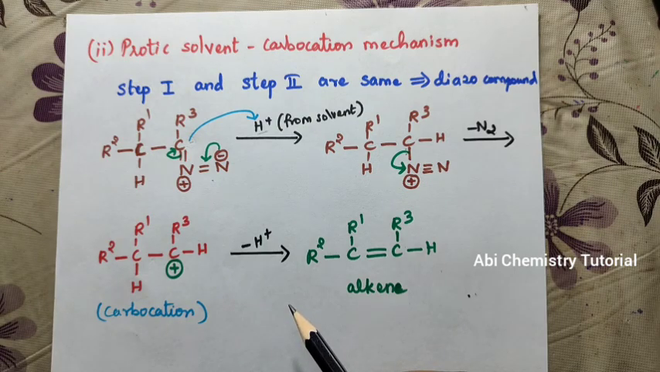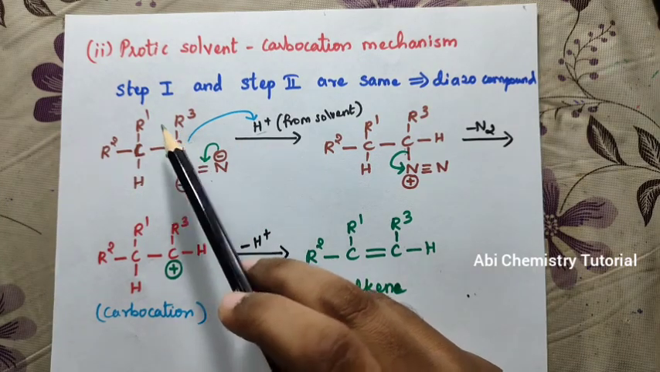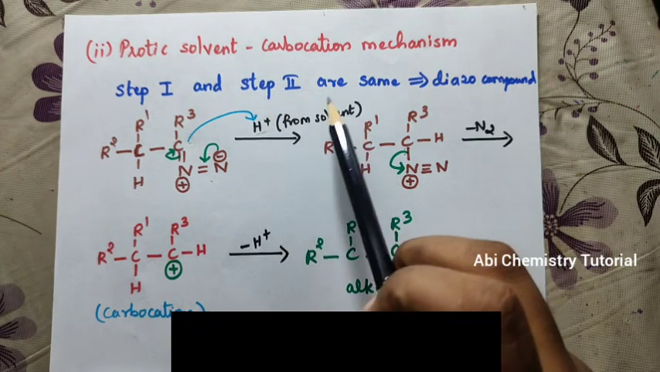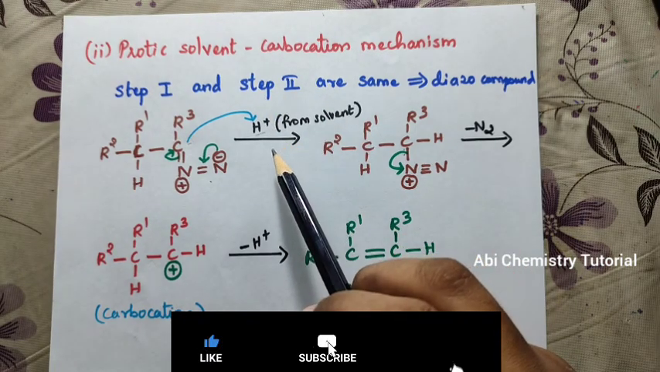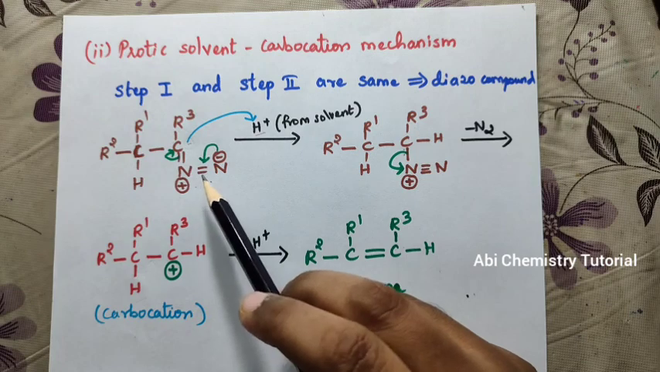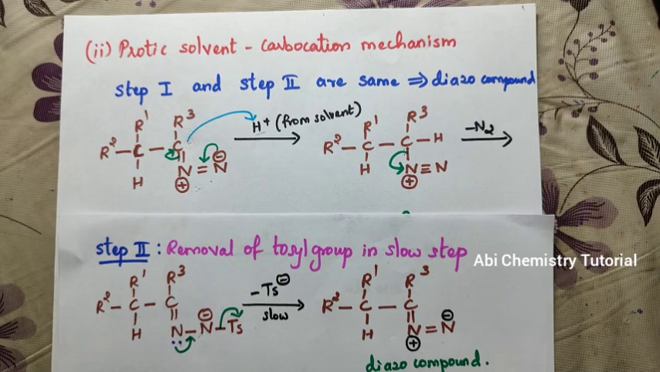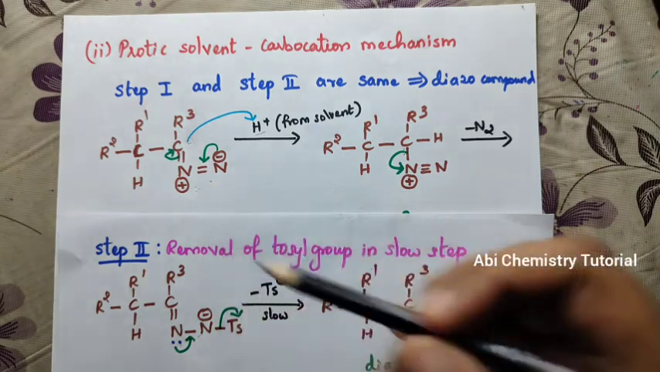So next we have another mechanism, that is the carbocation mechanism, if we use protic solvents. So here we have used protic solvents and the carbocation mechanism is explained here. As I said before, step 1 and step 2 are the same until we get the diazo compound. So if you have already noted step 1 and step 2, kindly verify the compound we got in step 2 is this diazo compound. For confirmation, I will show you that. So here you can see in step 2, after removal of the tosyl group in the slow step, we get a diazo compound. So this compound and this are the same, as you can see.